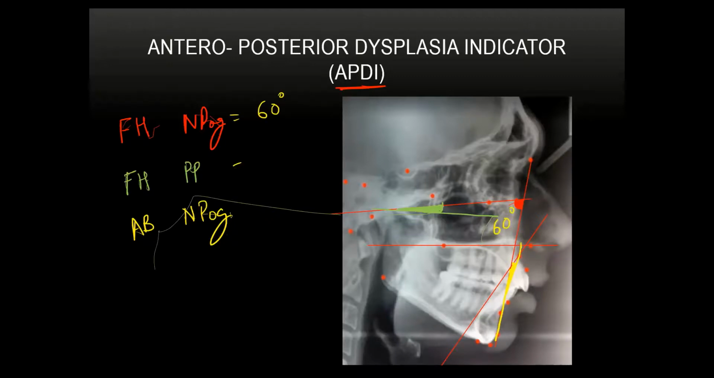The palatal plane angle is usually 10 degrees. Okay, and this is 9 degrees. So the total value is averagely 81.4 degrees. This has been asked in exam, so you need to remember it. Now, in which cases is it going to increase? It is going to increase in class 3 and it is going to decrease in class 2.